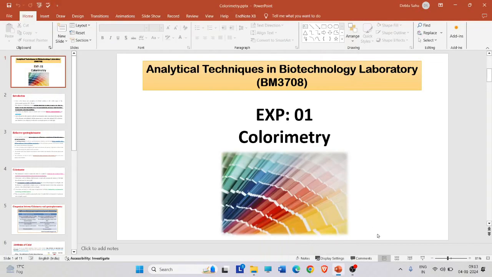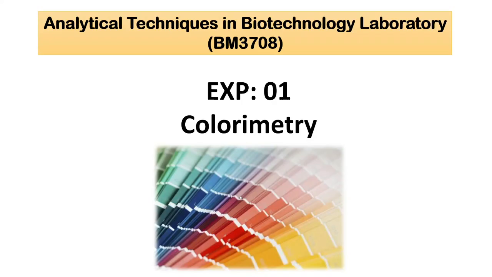Engineering techniques in biotechnology laboratory, code 3708. Herein we will keep a target of doing at least 11 to 12 experiments. We will keep a target of 12 if time permits. Usually we have seen that around 10 or 11 or sometimes even 9 experiments are conducted, but we will keep a target of 12 experiments and conduct them if time permits.